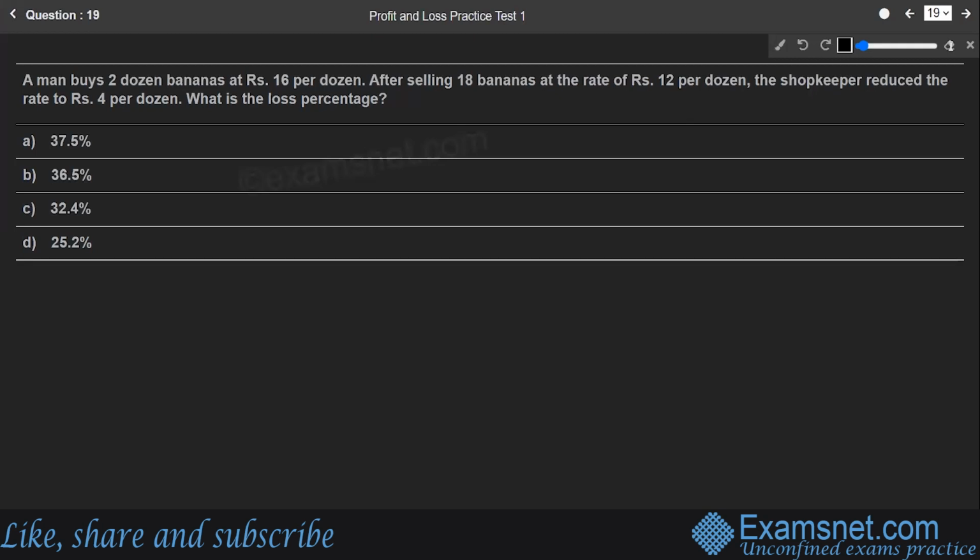Okay, so the question says a man buys 2 dozen bananas at rupees 16 per dozen. After selling 18 bananas at the rate of rupees 12 per dozen, the shopkeeper reduced the price of the bananas to rupees 4 per dozen. What is the loss percent?